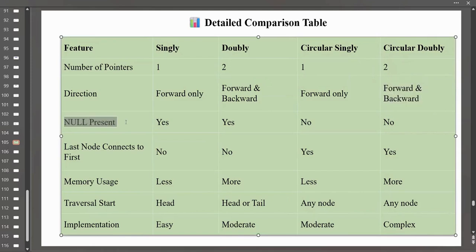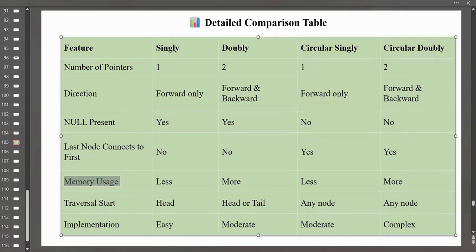All right, is a null pointer present? In singly and doubly, yes, we have a null pointer present. But in circular singly and circular doubly we don't have any null pointer, as they are connected to the first element and vice versa. The last node connects to the first, only in circular singly and circular doubly. But in these two we don't connect.